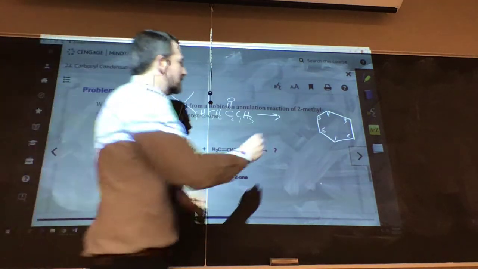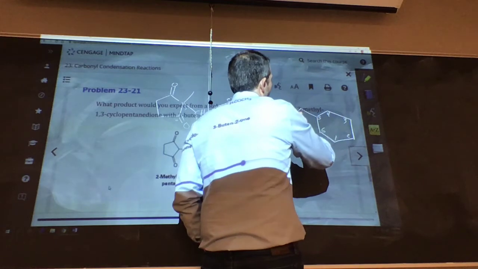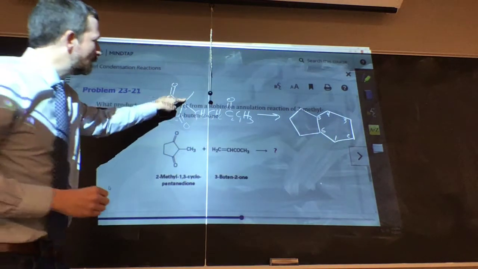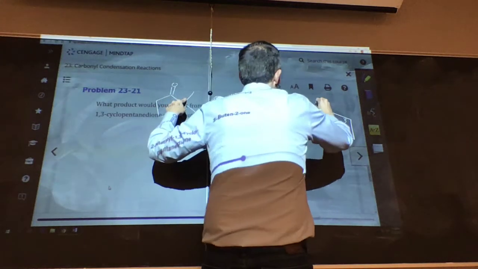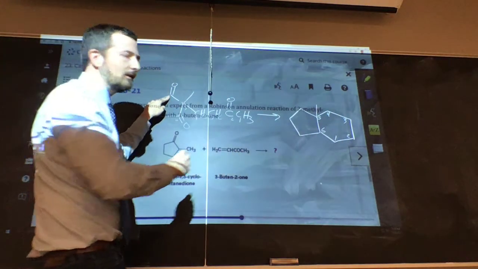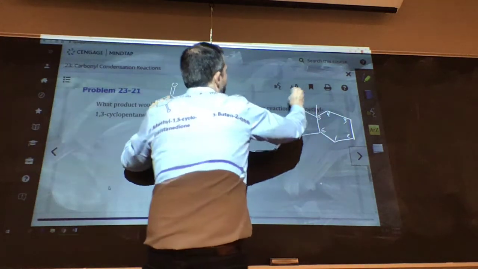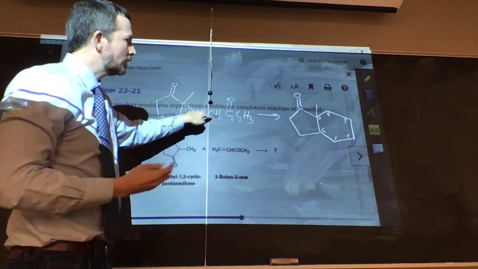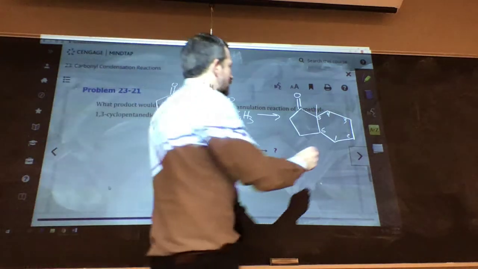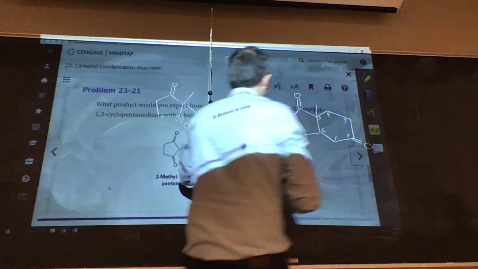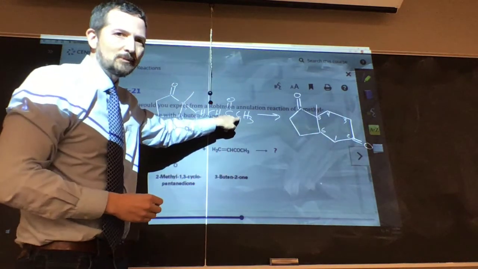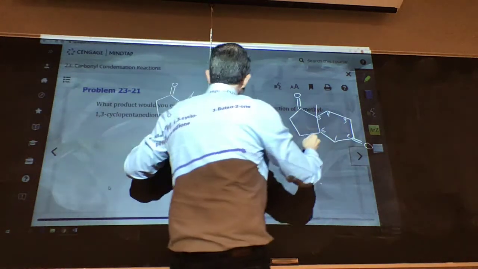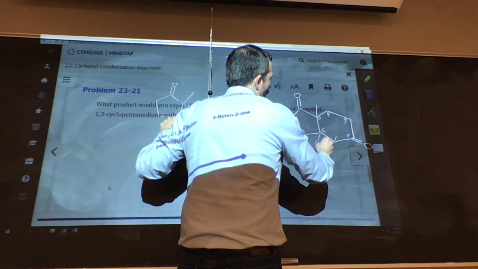So between 5 and 6, I have this 5-membered ring. So at 5, I have a methyl group. And then right adjacent to that, I have a carbonyl. Okay. 4 is a CH2, 3 is a CH2, 2 is a C double bond O. Okay. 1, this is my alpha proton that attached, and it made 6 an OH group.